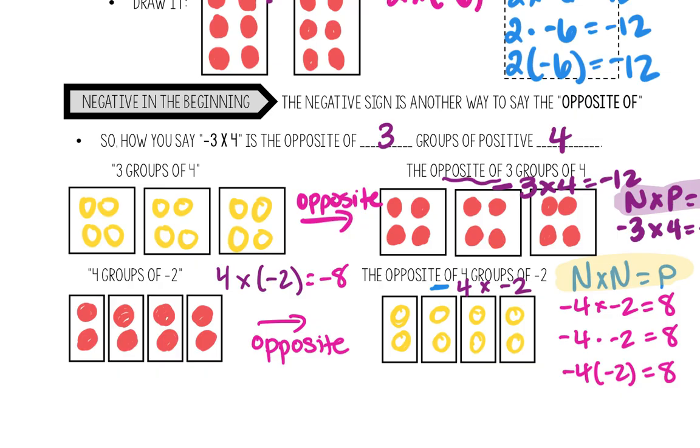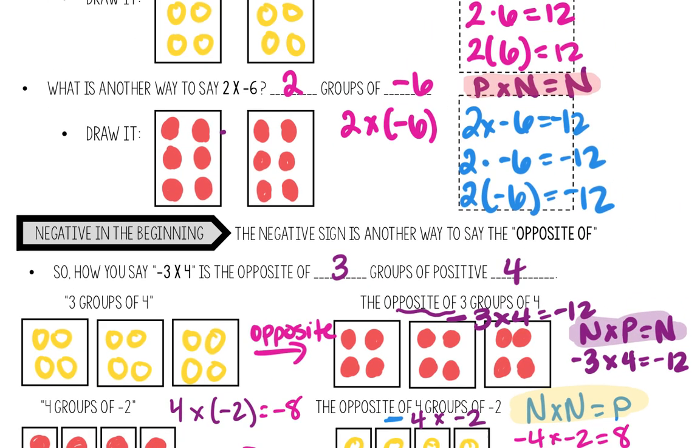So just referencing what we have learned here so far, when we did this, we had a negative times a negative is a positive, a negative times a positive was a negative, and then a positive times a negative was a negative.